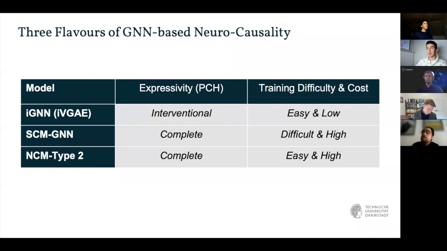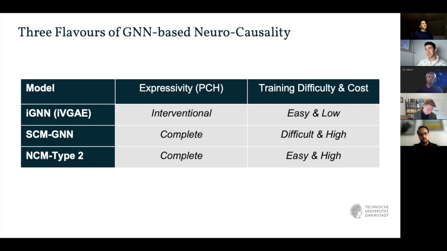It will be hard to optimize. Okay, and in the chat we have the question: if we have a large structural causal model, is SCM GNN something we can even use or consider? I think it's a good question. I haven't done that. I don't know.